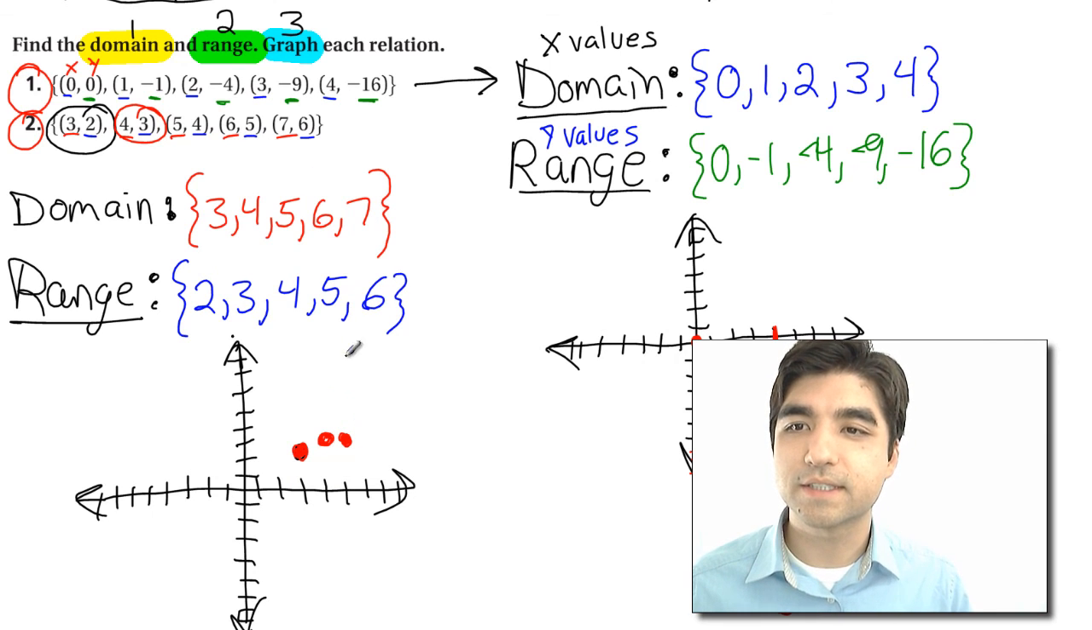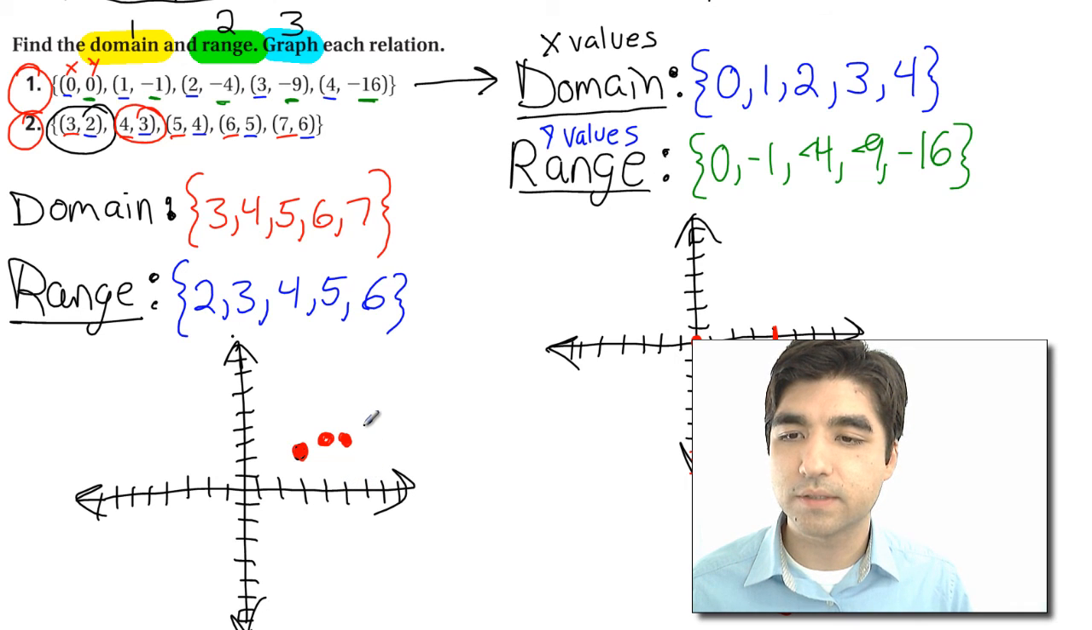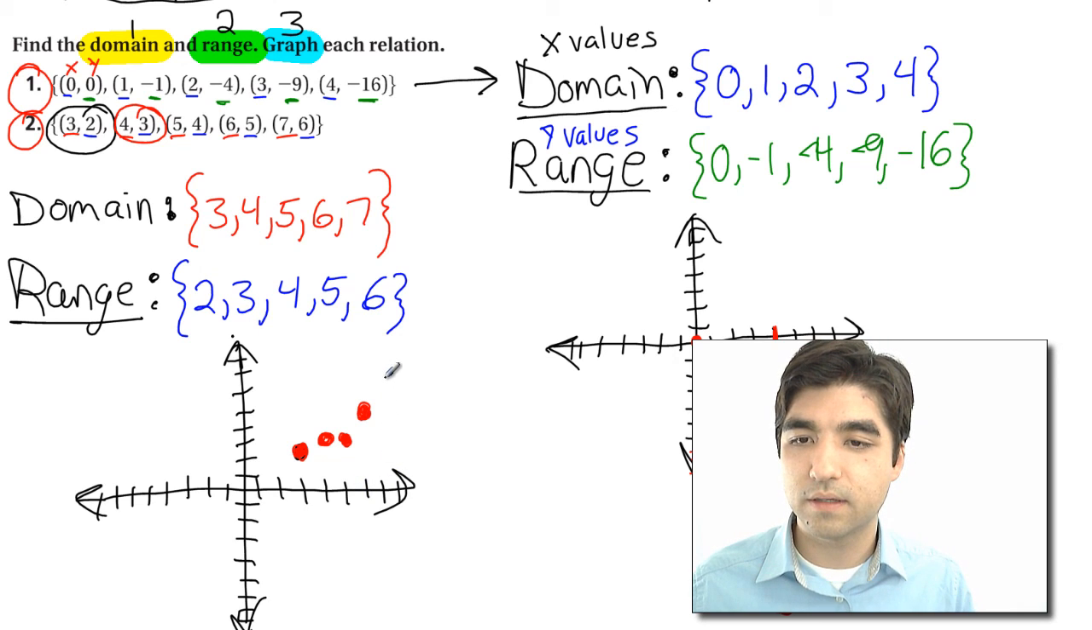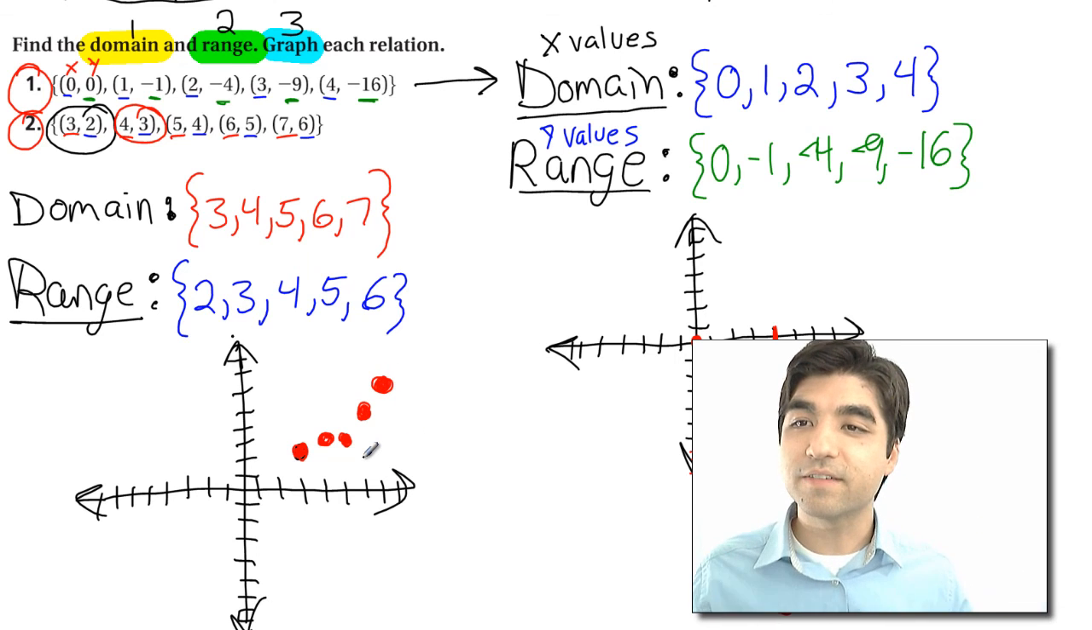Okay, next one's 6, 5. And 1, 2, 3, 4, 5. Okay, 6, 5. And then the last one is 7, 6. Okay, and there's our graph points.